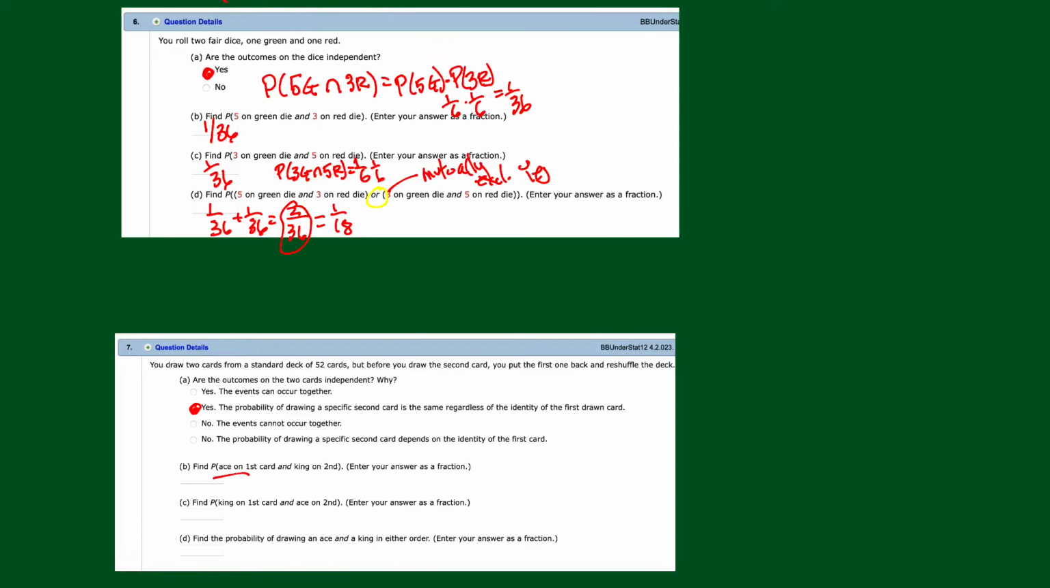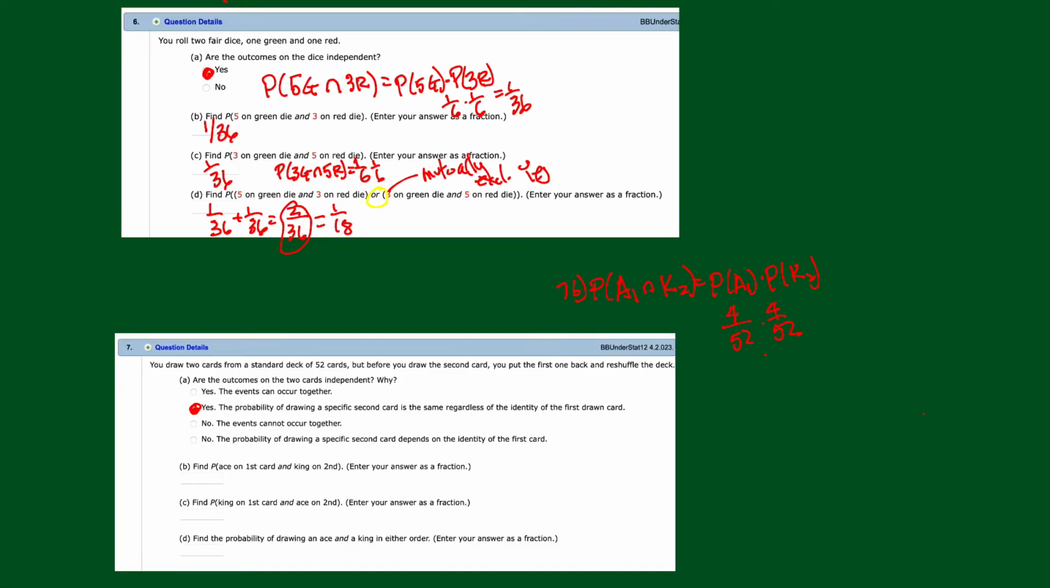Part B says, find the probability of an ace on the first and a king on the second. All right, so what I want here, this is 7B, is the probability of an ace on the first and a king on the second. Well, it's with replacement, so they're independent. So I'm going to do this: probability of an ace on the first times the probability of a king on the second. Well, there's 4 aces out of 52 cards, and there's 4 kings out of 52 cards.